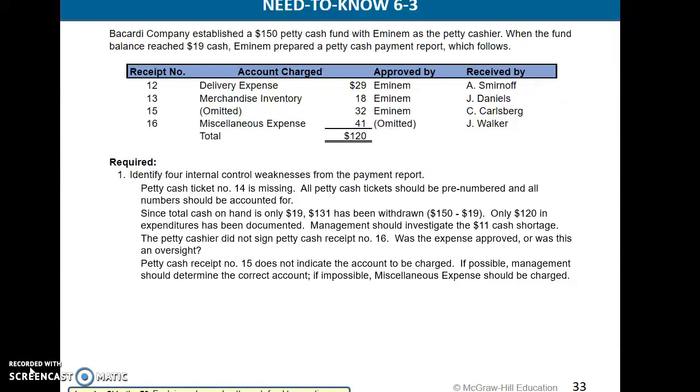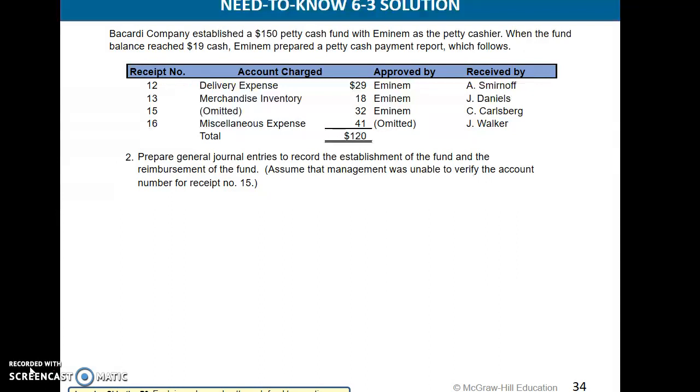Petty cashier did not sign petty cash receipt number 16, like I mentioned. And we want to know, was the expense approved or was it just an oversight? And then petty cash number 15, it does not indicate the account to be charged. So if possible, management should determine the correct amount. If impossible, miscellaneous expense should be charged for that difference. So as we can see, all petty cash transactions should be accounted for, and if for whatever reason they're not accounted for properly, we've got to identify what's missing and fix it.